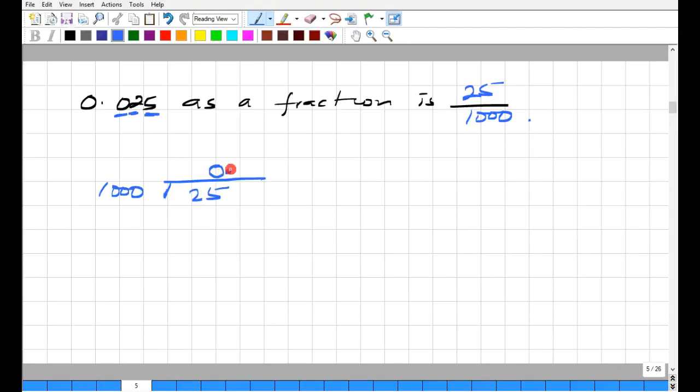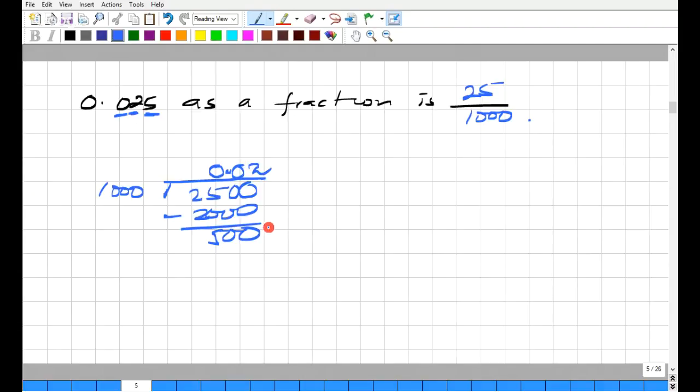0. Add zeros here as necessary. So let's start with 0. 25 can't go into 250. Add 0. Add another 0. Add another 0 to continue. And 1,000 into 2,500 could go 2 whole times, and we get what? 2,000. We're going to subtract. We're going to be left with 500.